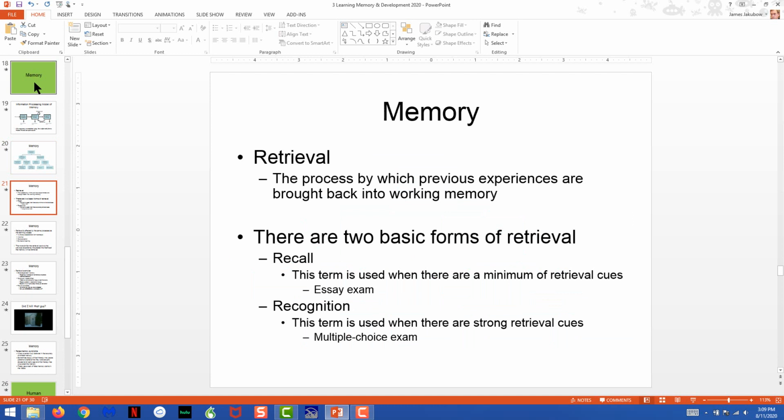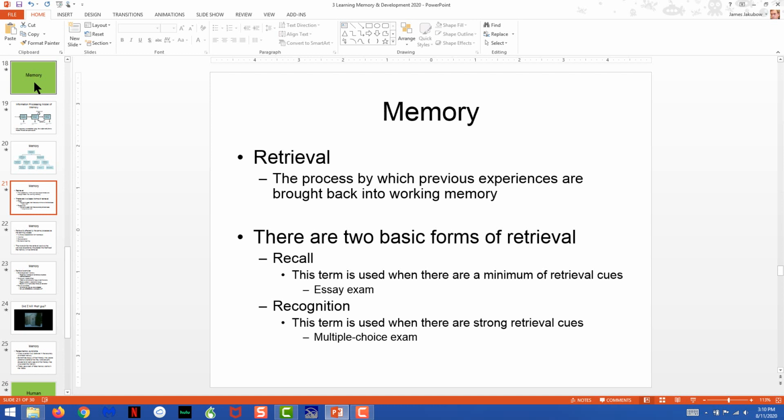Now, retrieval, as I've been talking about, generally refers to the process by which information is brought out of your memory system. All right, the process by which previous experiences are brought back into working memory. That's the entire retrieval process. And it does fall along those two lines of recall and recognition as I've just been describing.